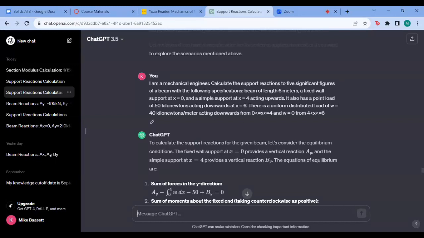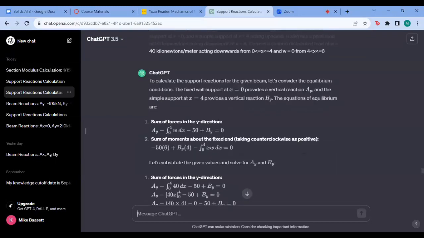Simple support at x equals 4 acting upwards. It also has a point load of 50 kilonewtons acting downwards at x equals 6. There's a uniform distributed load of w equals 40 kilonewtons per meter acting downwards from 0 to 4, and w equals 0 from just after 4 to 6. So I asked it to do this.